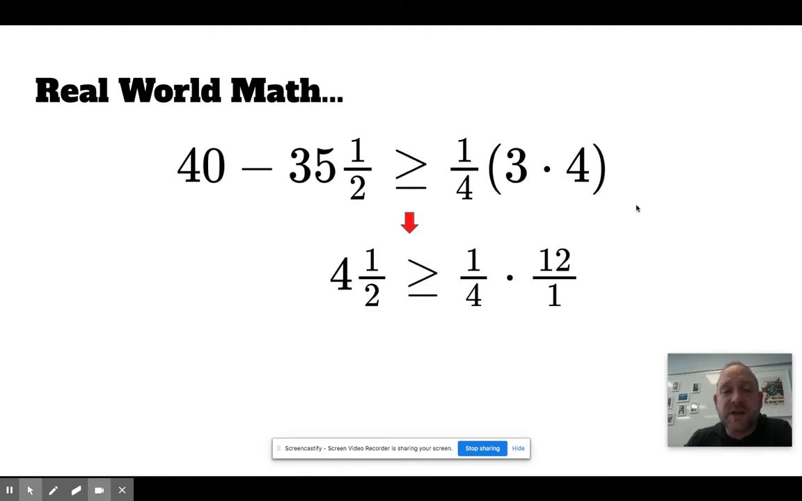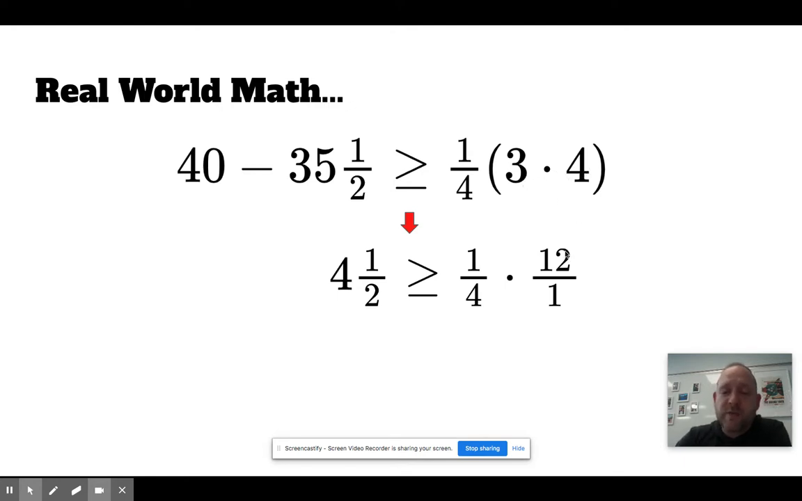The first thing we're going to do, well, I'm going to subtract over here. So 40 minus 35.5, the difference there would be 4.5. Because 4.5 plus 35.5 would give me, well, 4 plus 35 would give me 39, and then a half plus a half is a whole, and 39 plus 1 gives me 40. So there's that. And then over on this side, basically what I've done here is I've multiplied throughout my parentheses. 3 times 4 is 12.